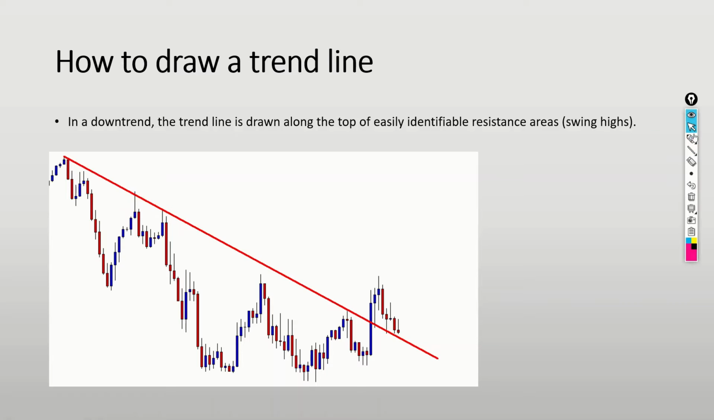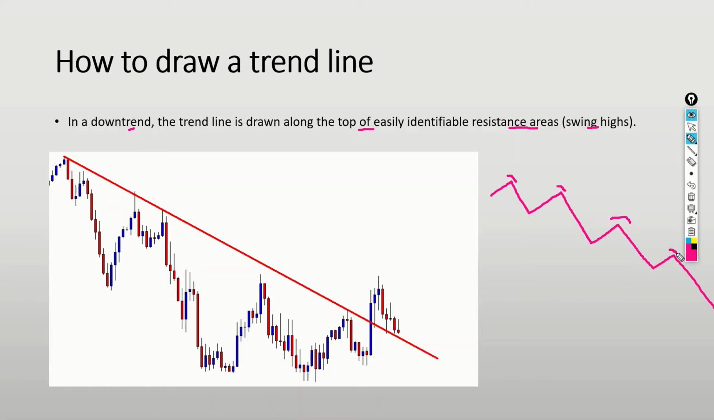So in a downtrend, the trend line is drawn along the top of easily identifiable resistance areas, and those are called the swing highs. Remember, we said the price in a downtrend forms what we call a lower high. It moves in this pattern, up and down, up and down. Okay, so it forms these swing highs.